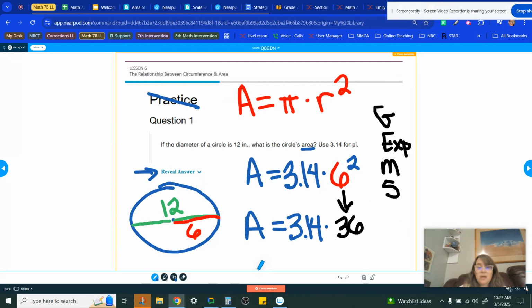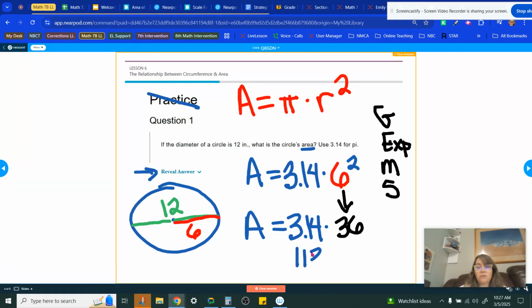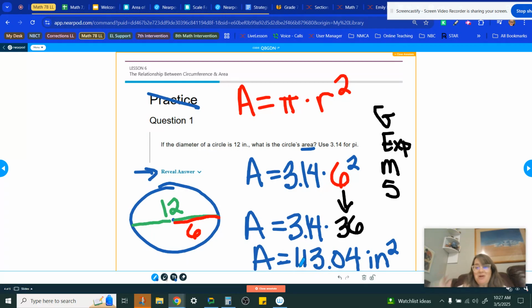All right, and I'm going to do that on a calculator. 3.14 times 36 is 113.04. I'm going to put the units, which are inches squared. Area is measured in square units. That's that one. Rewind it if you need to, but I'm going to move on.